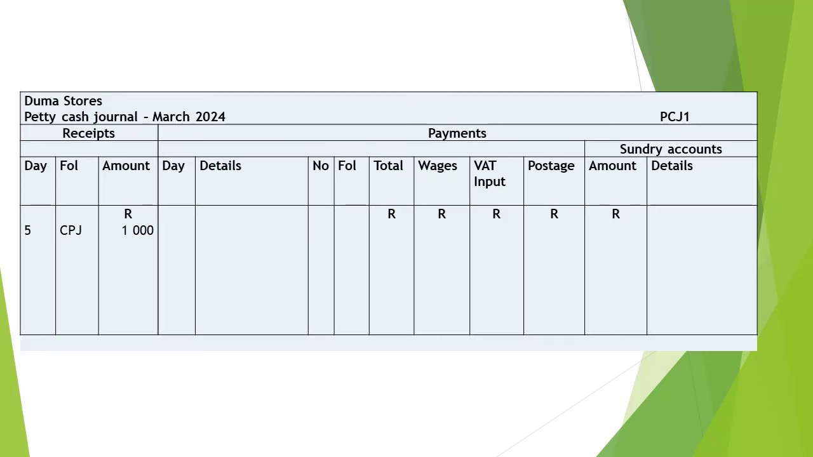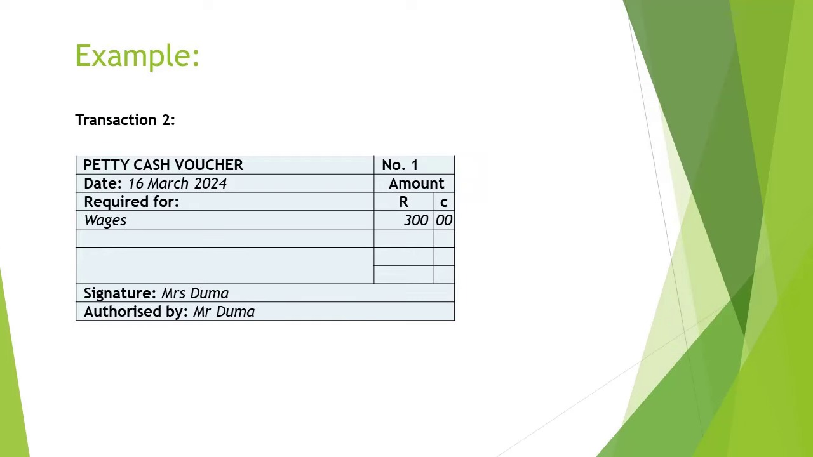For petty cash, both receipts and payments are recorded in the same journal. You will therefore note that on the left-hand side, we will record receipts, and on the right-hand side, we will record the payments. The transaction took place on the 5th. Therefore, we will record the day of the first receipt as the 5th. The money was withdrawn from the bank account, therefore our folio number will be the cash payments journal and the amount will be R1,000.